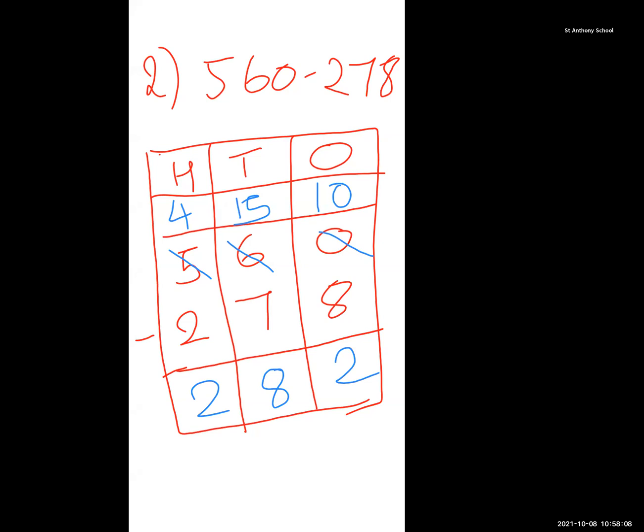So do you understand? Does everyone understand how to solve the sums? How to solve the regrouping of subtraction? How to solve the borrowing sums? I hope everyone understands. If you have any doubt, you can ask me. Thank you, everyone.